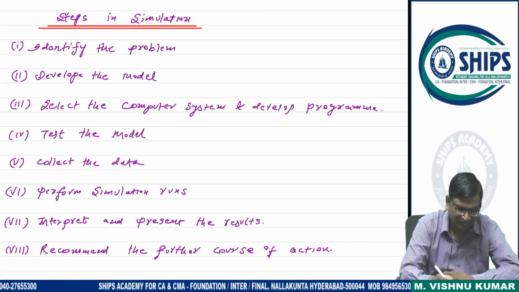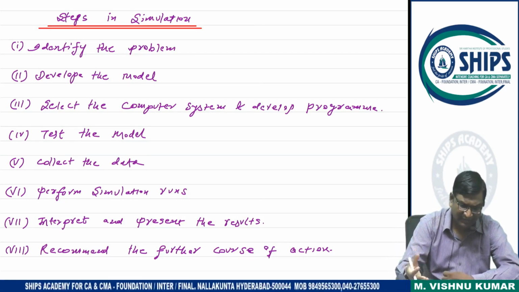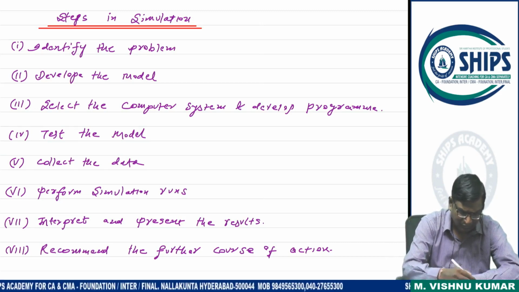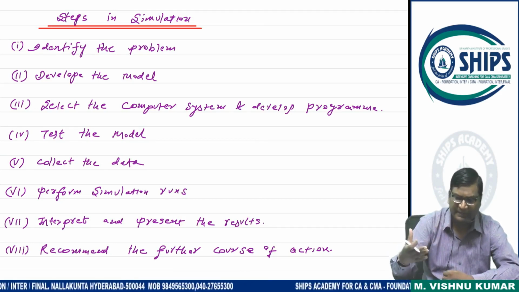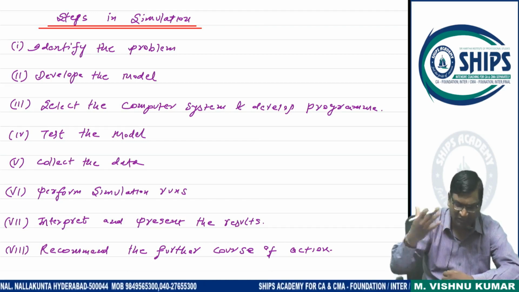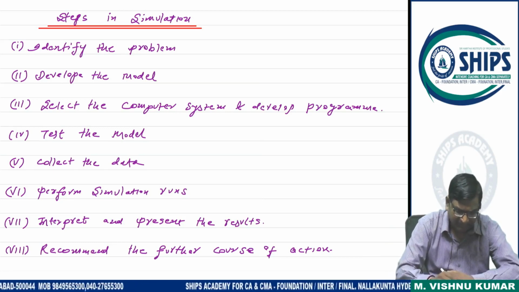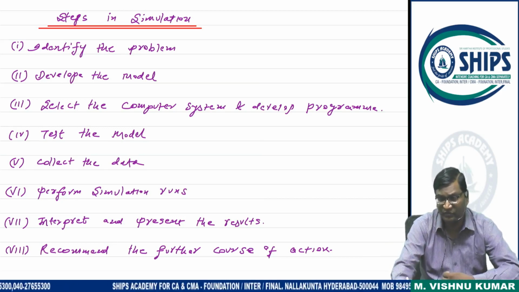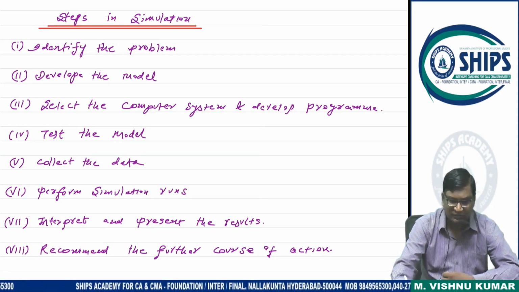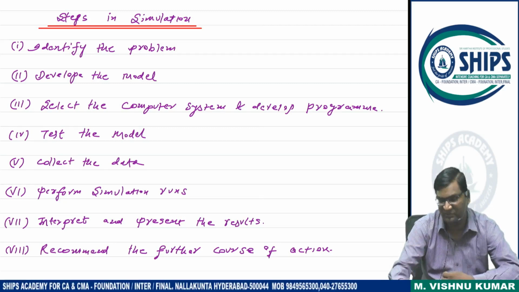Then perform the simulation runs. Simulation runs means the different areas in which you are using the simulation technique. That will be performed through a series of runs until the final result comes. This will be repeated; if what you want is not coming, the process will continue. This is a repetitive process. Finally the results will be interpreted and presented, and ultimately what course of action is required in future will be decided. So these are the steps related to simulation. This is a very important question. In examination, sometimes a practical sum is not tested.